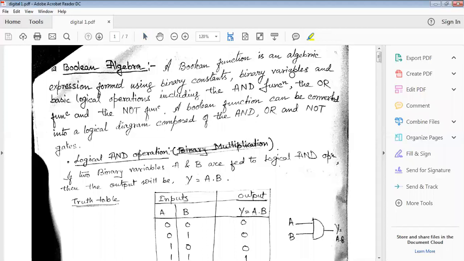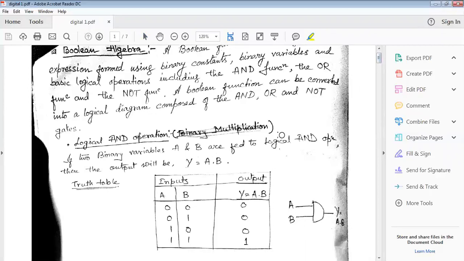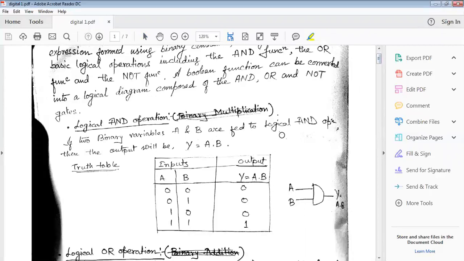I'm coming to the points. What is AND function? What is OR? What is NOT? So these are the logical functions. So a Boolean algebra is an algebraic expression which are formed using binary constant, binary variables, and logical functions like AND, OR, and NOT. AND, OR, NOT are the basic functions. Okay. So what is AND function?